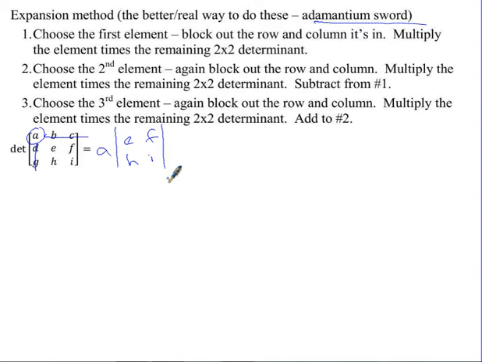Not done. I got to do that again. But I'm moving across. Instead of circling A, now I'm circling B. And since B is in the second column, I'm going to block out the second column. And since B is in the first row, I'm going to block out the first row. And once I do that, I'm left with a 2 by 2 determinant. Now this time it's going to be minus. It says subtract for step 2 here. So minus the element B times the 2 by 2 determinant D, F, G, I.